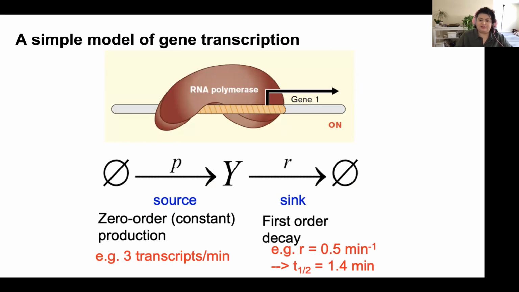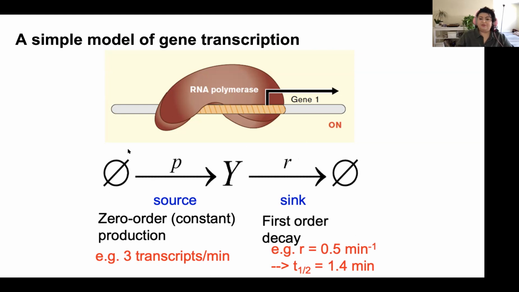Here we can see that Y, representing the transcripts of the gene that we're looking at, can be produced in a zero order fashion and degraded in a first order fashion. So we make Y constantly, and there's a first order degradation or decay. If we use specific parameters, then we have values for both P and R. Here P and R are replacing the K. So instead of a K, we just have a P, and instead of a K, we just have an R.